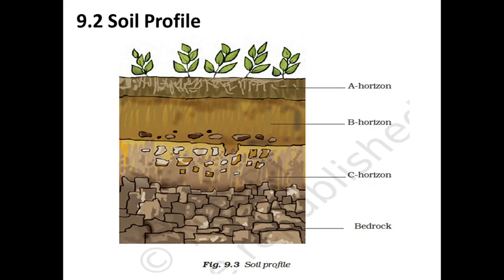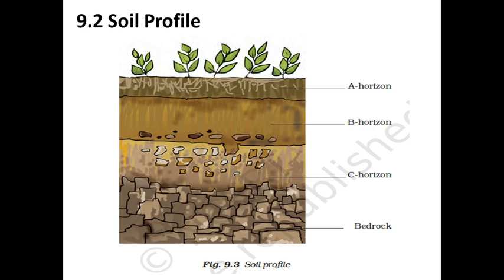But this layer is different from place to place. Means if two places are there, place A and place B, the A horizon in place A has different properties, and in place B the same horizon has different properties. So this layer varies from place to place. Understood? The soil may be loamy soil, clay soil, silty soil or sandy soil.